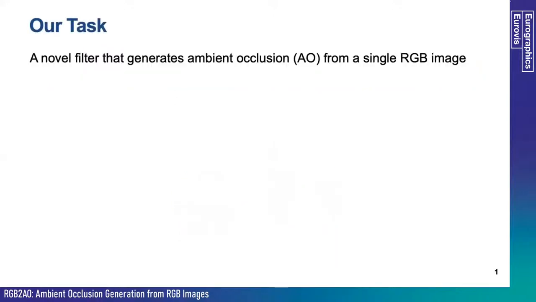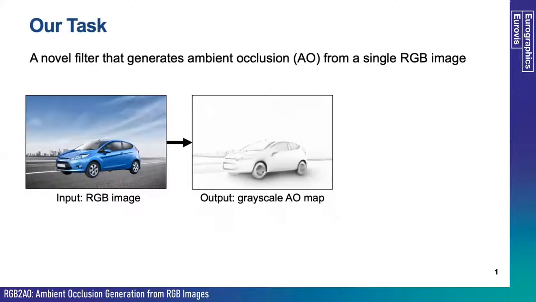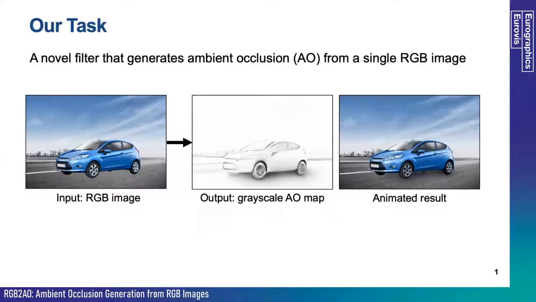In this paper, we propose a novel image filter. Given a single RGB image, a model based on a convolutional neural network generates ambient occlusion, or AO for short, which we visualize as a grayscale image. Using the generated AO, we can darken the enclosed and desheltered areas like those below the car. We can manually control the strength of the AO as shown in the animated result.